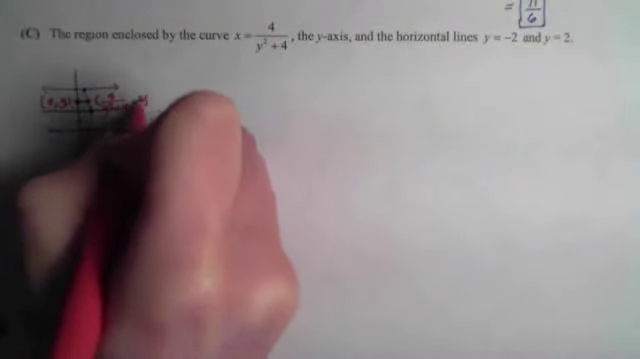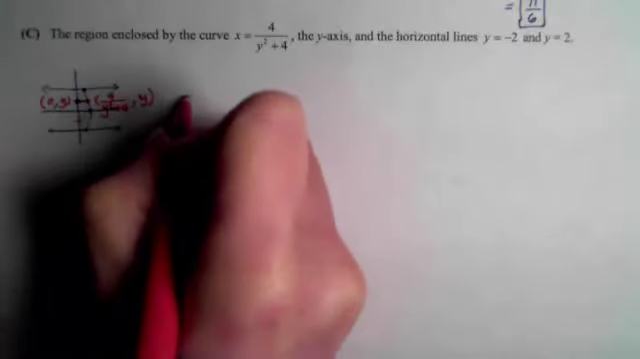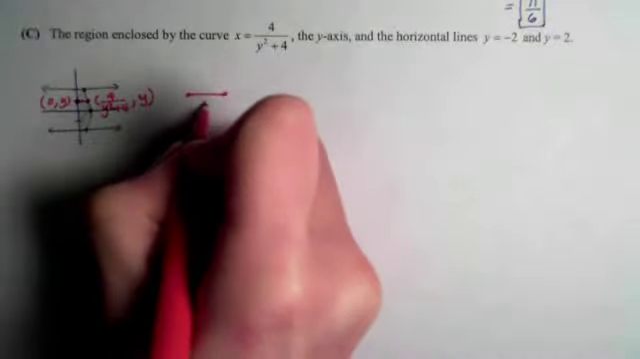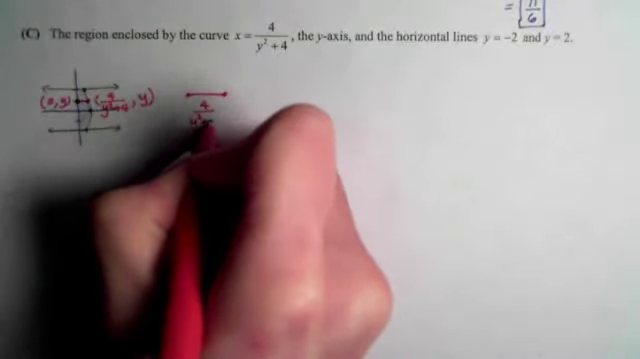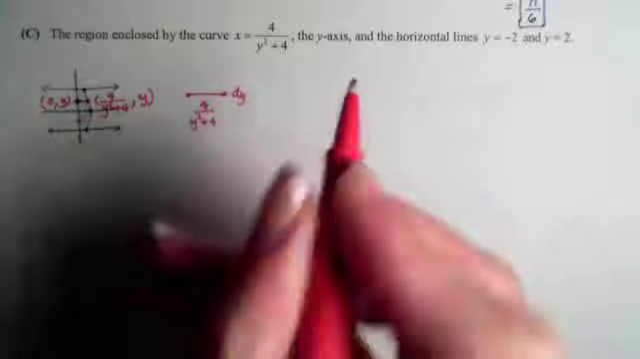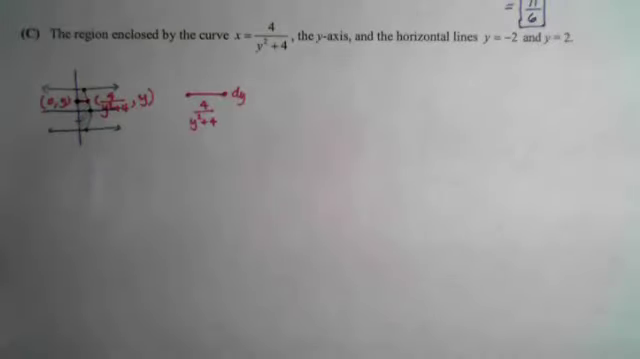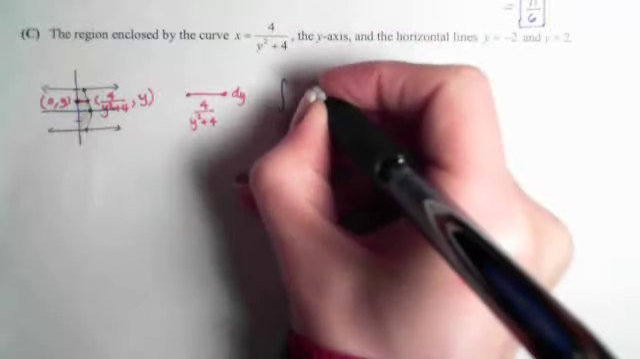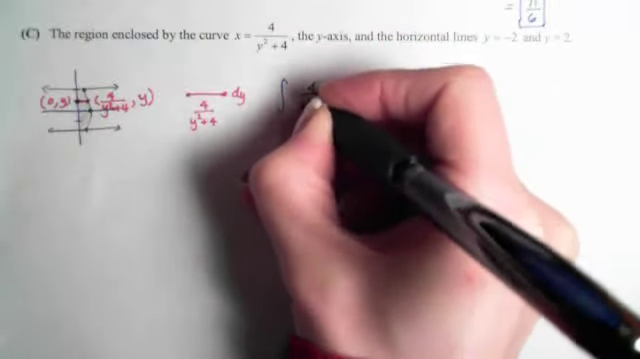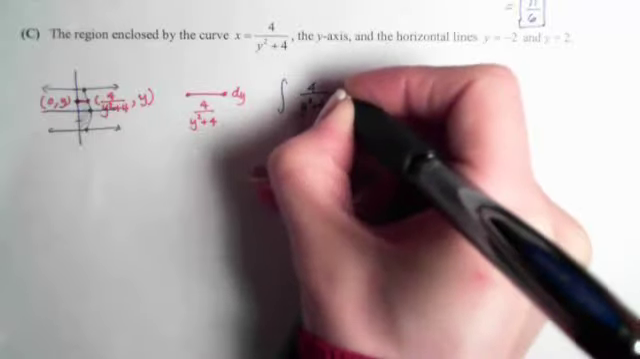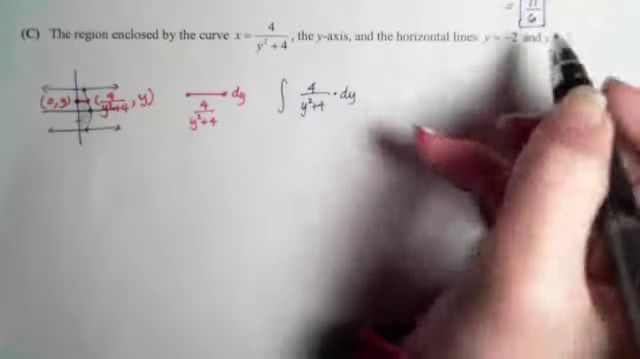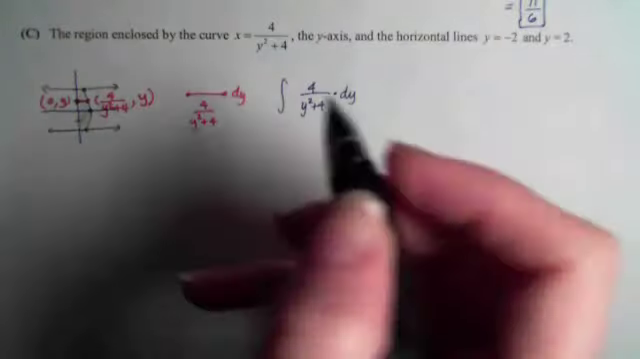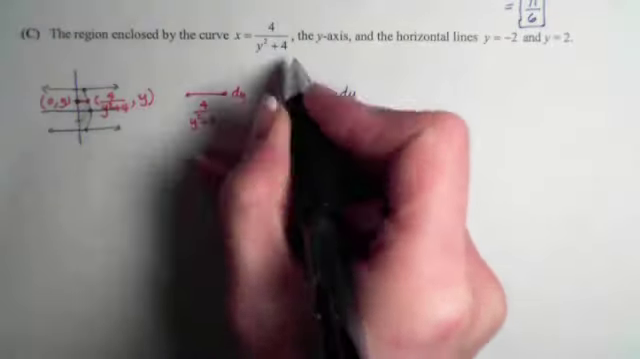comma, y. So the length of that strip, now here's our sample strip, is going to be 4 over y squared plus 4, and the width is going to be dy. So if I sum all of that up, I'll have the accumulation of that length times the width, and I can go from either -2 to 2, or I can abuse the symmetry of the situation and double the accumulation from 0 to 2.